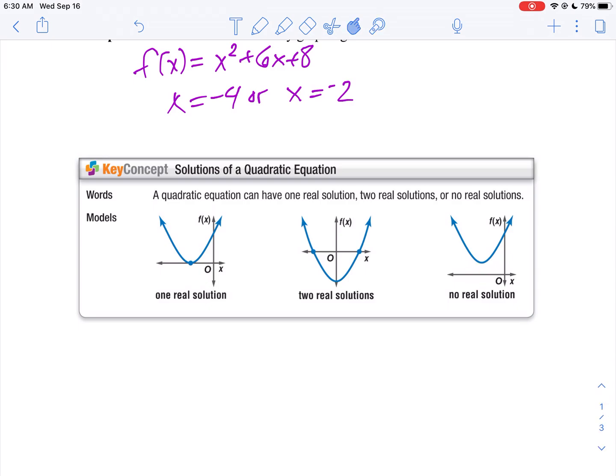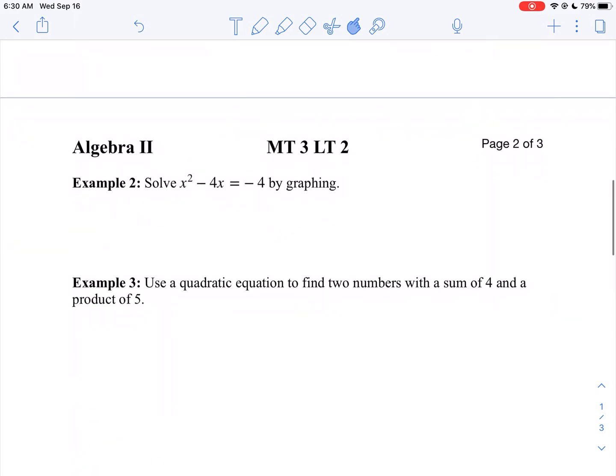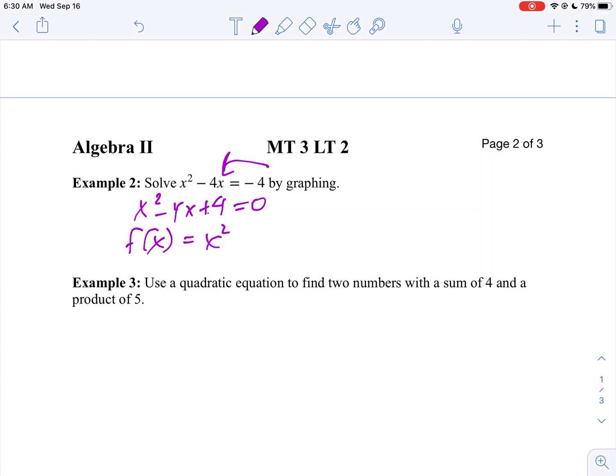So now let's take a look at a problem. On example 2, notice what happens here. It doesn't equal 0. We have to make it equal to 0. We have to do the related function first. So what we're going to do is move that negative 4 to the opposite side. So we're going to say x squared minus 4x plus 4 equals 0. We're going to graph the related function f of x equals x squared minus 4x plus 4.